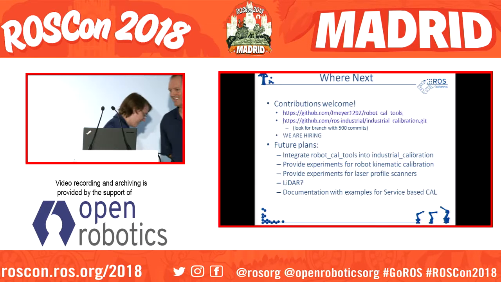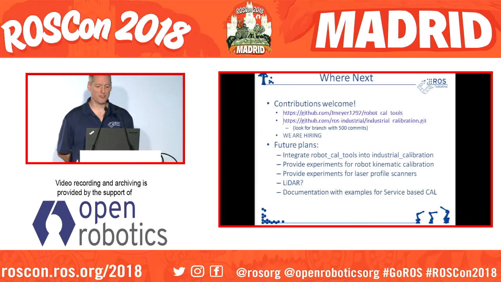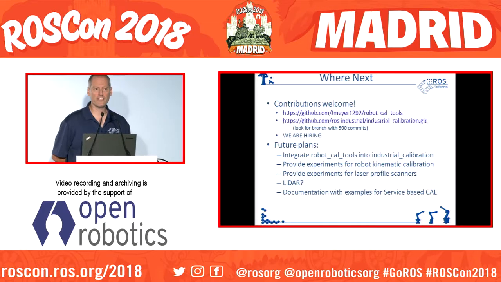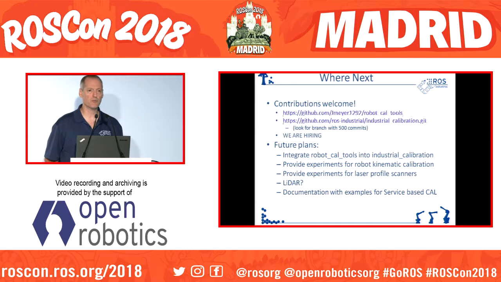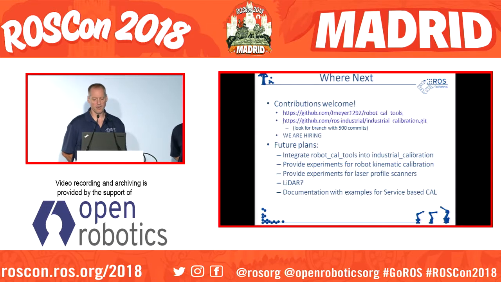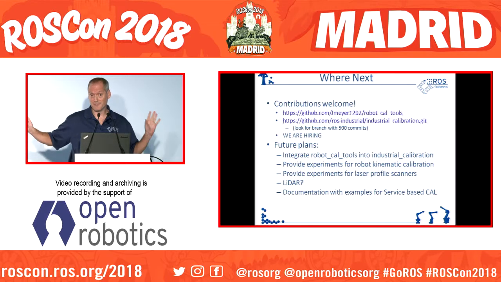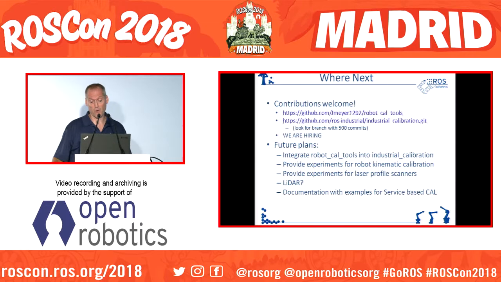So, Chris? So this slide tells you where you can find the tools. They're not quite all put together yet. As he mentioned, we're going to try to combine these all under industrial calibration. Also, these fancy new nodes that I've made have not quite made it in. I thought I'd have some time to do that. If you want to find them, look for the branch on my repository with about 500 commits, and I kid you not. And by the way, if that is interesting enough for you, we're hiring.